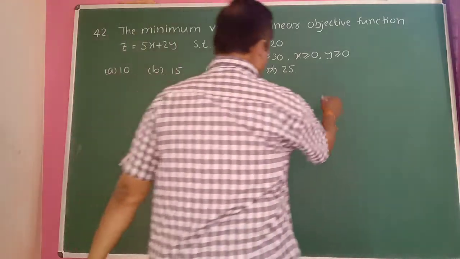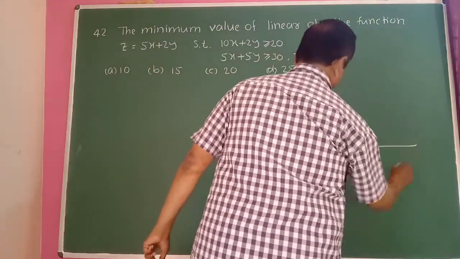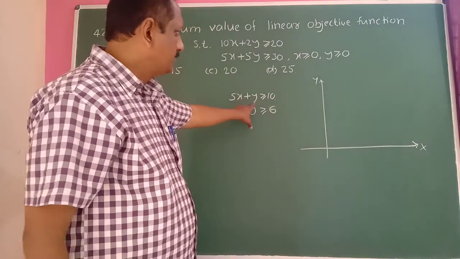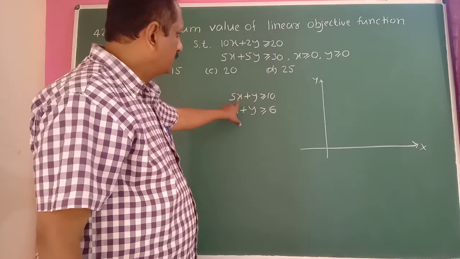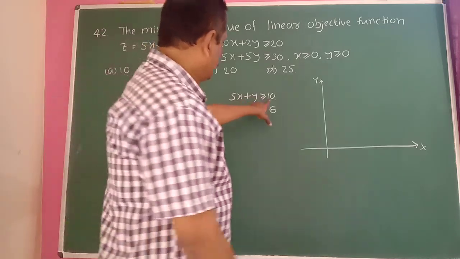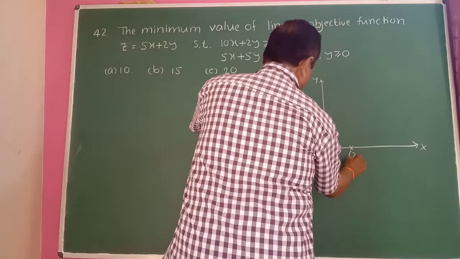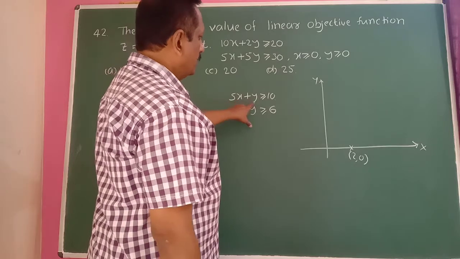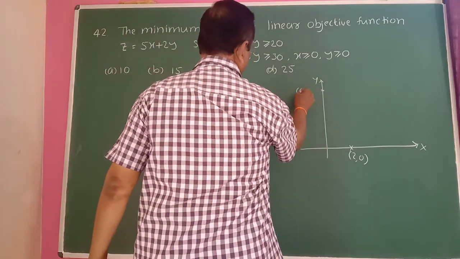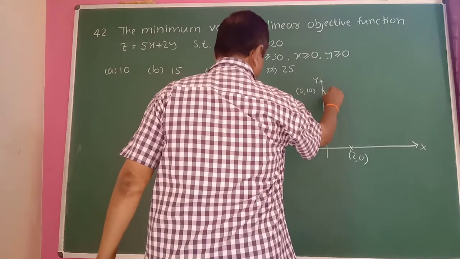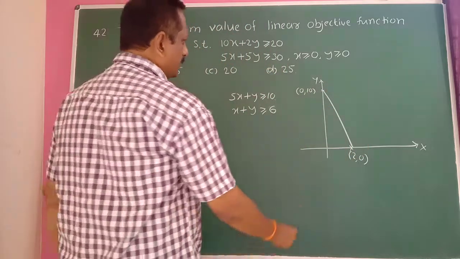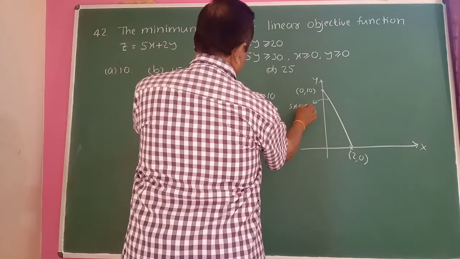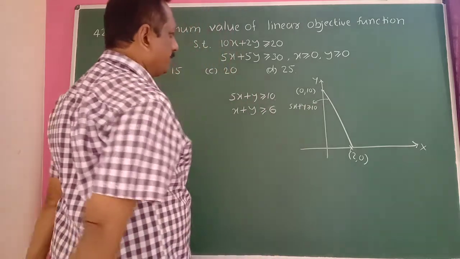Here, if you draw the diagram, here is the x-axis and y-axis. So put y equal to 0. Then 5x is equal to 10, hence x is 2. So the point is 2, 0. Substitute x equal to 0, y is equal to 10. This point is 0, 10. Then join them. So the equation of this line is 5x plus y equal to 10.